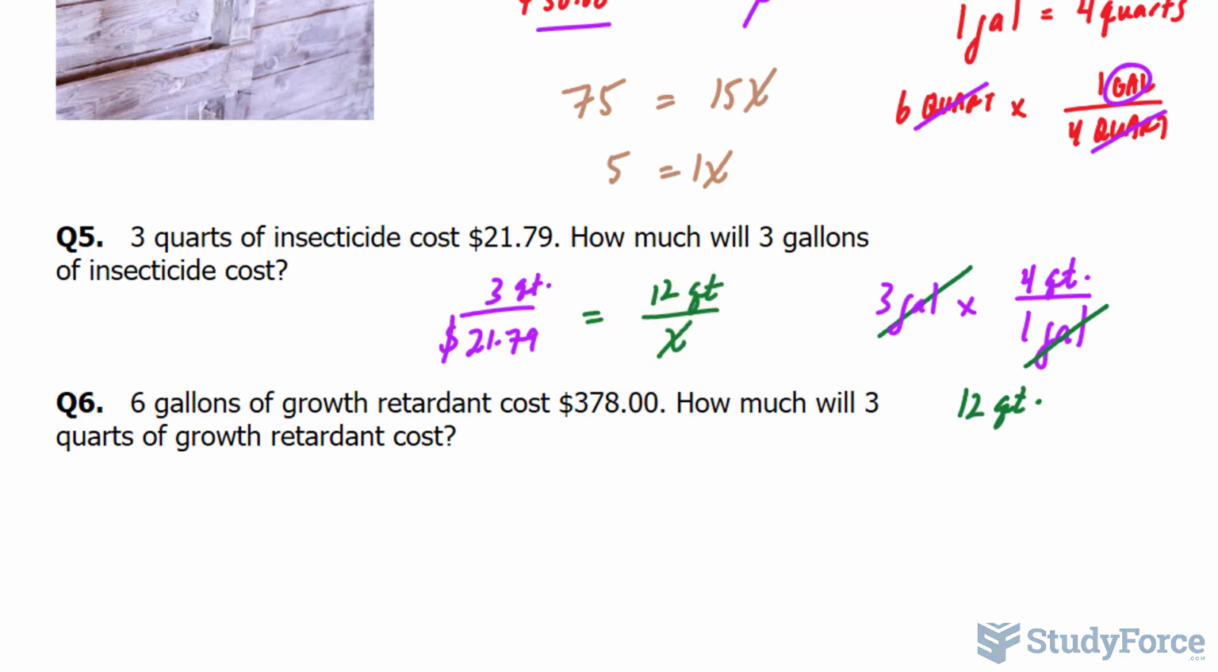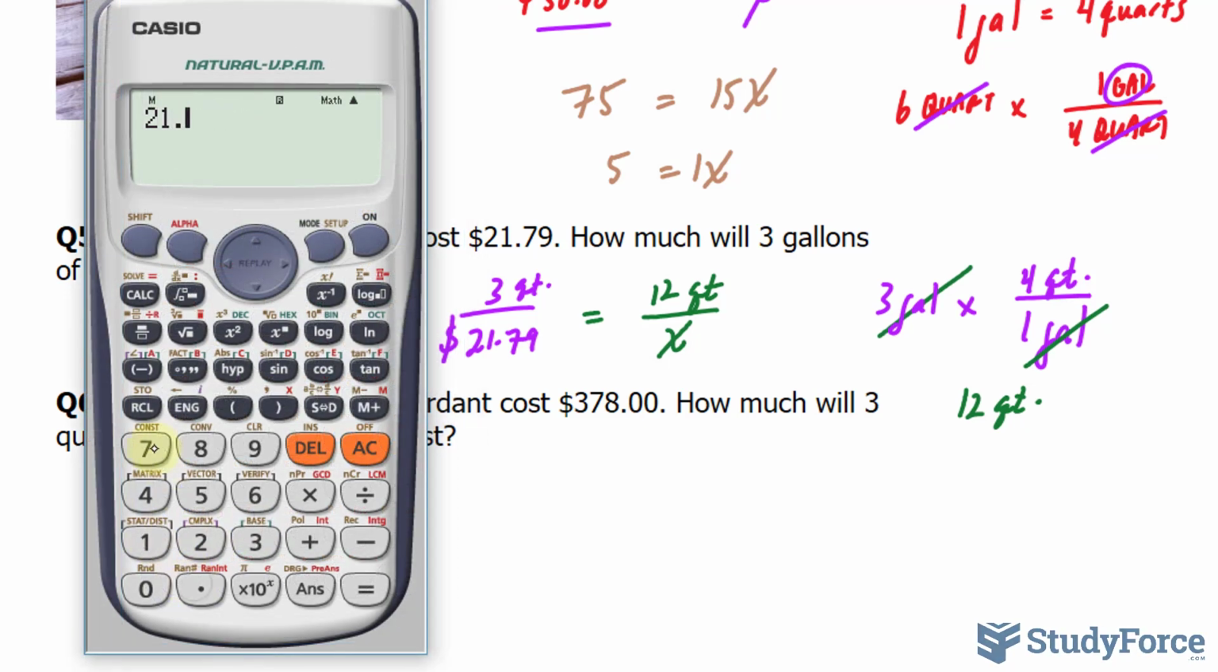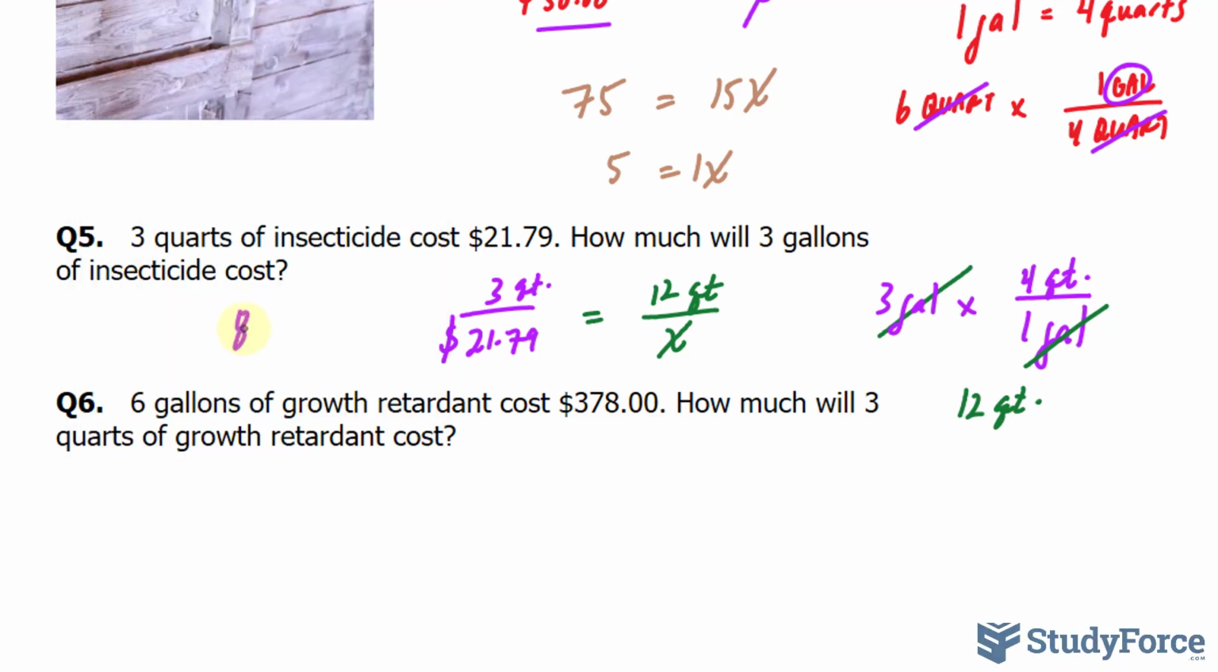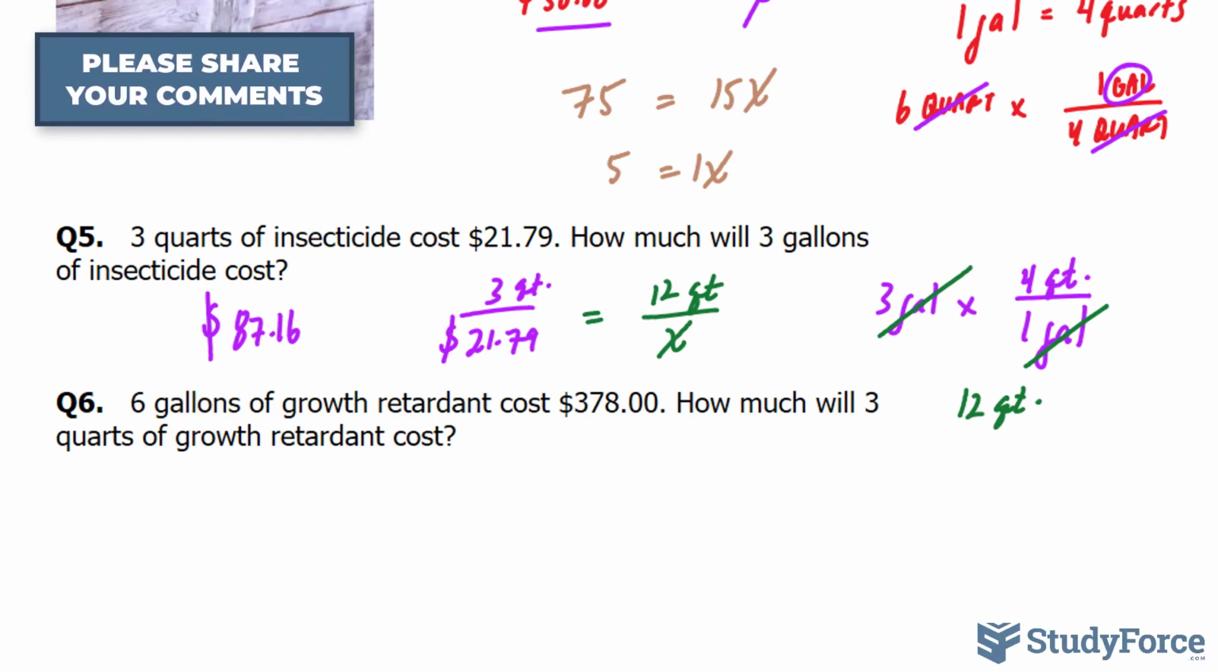We solve for x, so I have 21.79 times 12, and you should end up with 261.48. Multiplying x by 3 gives you 3x. Then dividing both sides by 3 gives you $87.16. 87.16 is the cost. Finally, 6 gallons of growth retardant cost $378.